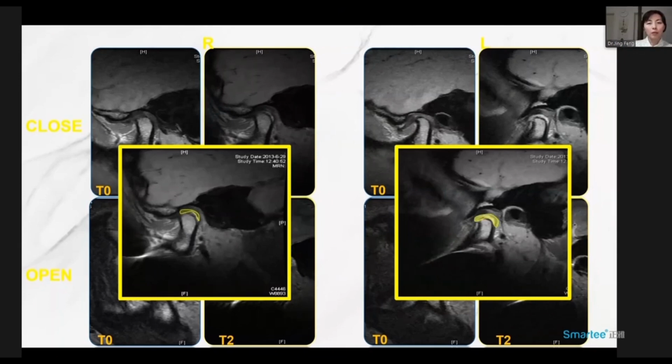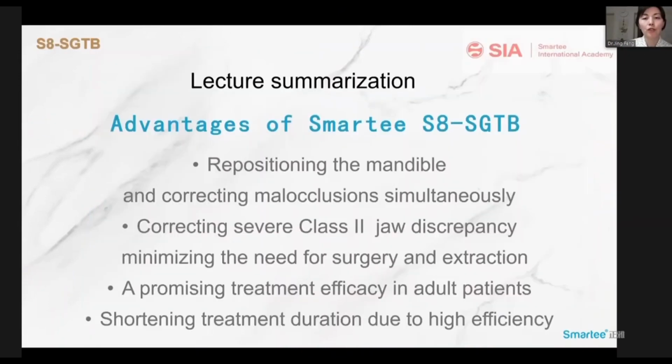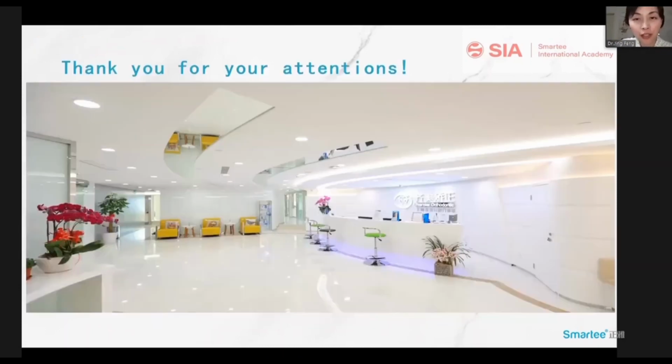Okay, lecture summarization. The advantages of the Smartee S8 STB are repositioning the mandible and correcting the malocclusions simultaneously, correcting severe class 2 jaw discrepancy, minimizing the need for surgery and extraction, a promising treatment efficacy in adult patients, and shortening treatment duration due to high efficiency. So that's a smart appliance from Smartee.